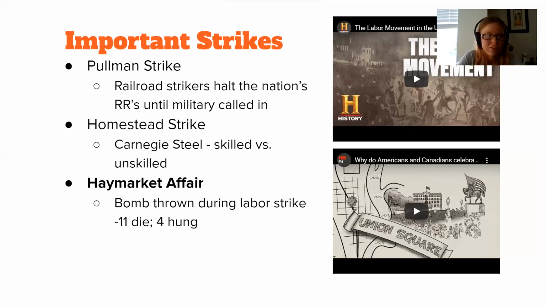And then 1 of them committed suicide before his hanging, and 3 others eventually get their sentences commuted to life in prison. But the point of this, the Haymarket affair, is that it branded labor as violence. It made people scared of labor unions. Now, were the labor unions themselves violent? No. Their purpose was to try to improve the lives of workers who were living in a terrible, terrible situation.